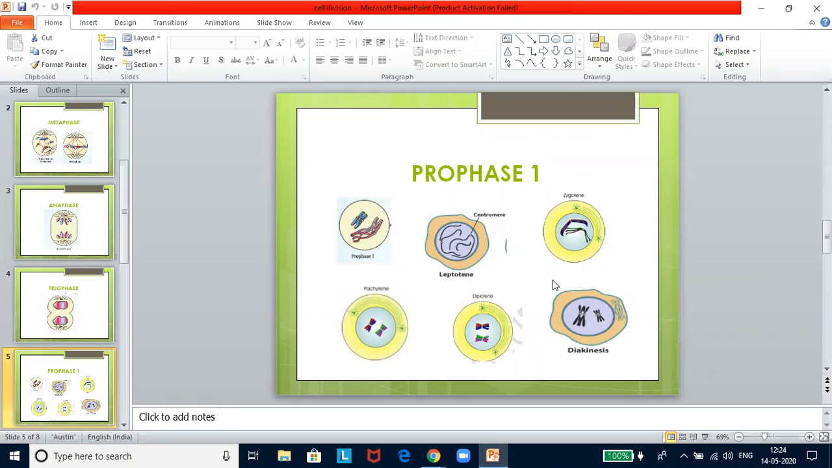Now during prophase 1, chromatin becomes clearly visible as long thin twisted threads which appear as distinct chromosomes. They become short and thick due to dehydration and spiralization. Centrioles form the asters which migrate to opposite poles. A spindle is formed about the time the nucleolus and the nuclear membrane disappear. Prophase 1 lasts for a longer duration than the prophase of mitosis. Prophase 1 is divided into leptotene, zygotene, pachytene, diplotene, and diakinesis.